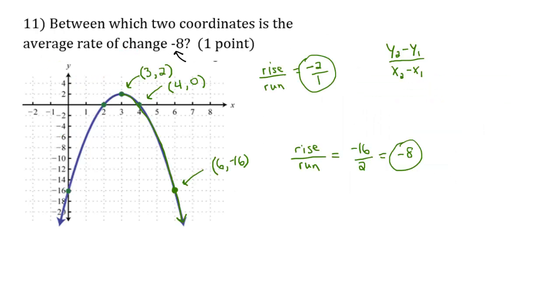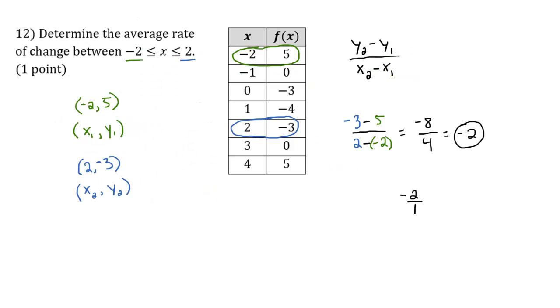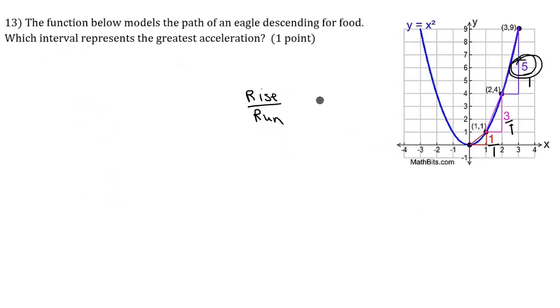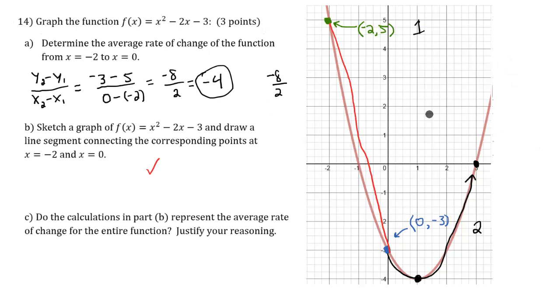Now let's go ahead and recap. Question number 11 was looking for the average rate of change between 2 coordinates. Question 12 was looking for the average rate of change, and we had to use a table. And then 13, we were just simply looking at this graph and trying to figure out where the greatest acceleration was, which was 5. 14, again, more stuff with average rate of change, and then it asked us to justify some of our reasoning down here.